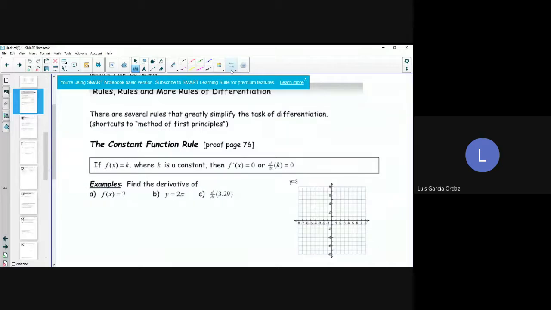So the derivative of any constant is going to be 0. So f of x is equal to 0, f prime of x, or the derivative of y, is equal to 0. And the derivative d over dx of 3.9 is equal to 0. Or in other words, we have dy over dx is equal to 0. Does anyone know why the derivative of a constant is 0? I'm going to plot f of x is equal to 7.